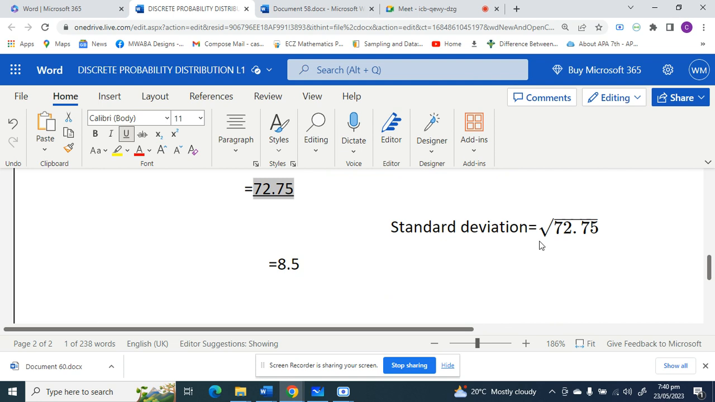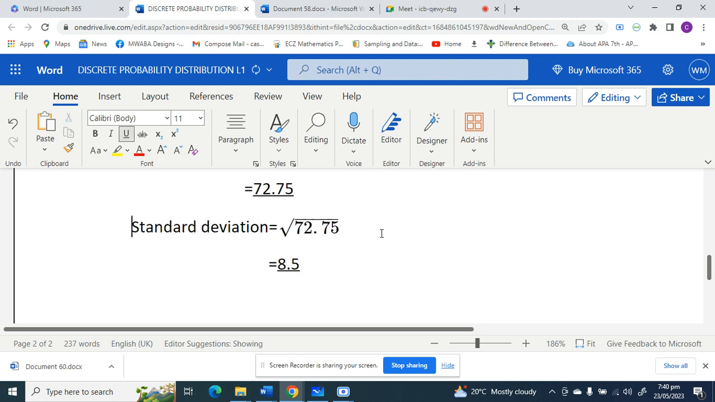When they ask for a standard deviation, you just get the square root of the variance. Square root of 72.75, 8.5. Any questions?